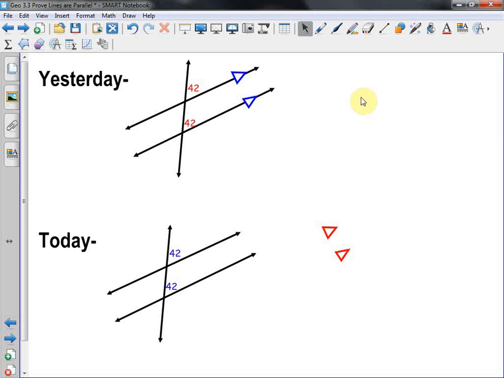Now today we're going to say that backwards. So today the first thing we know is the two angles are the same. If the two angles are the same, what do we know about the lines? They're parallel. That's what we're learning today, which is almost the exact same thing. It's just solving it backwards.